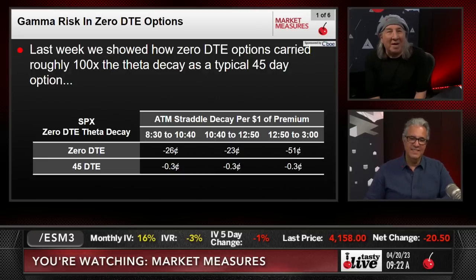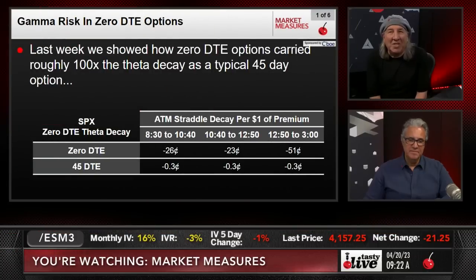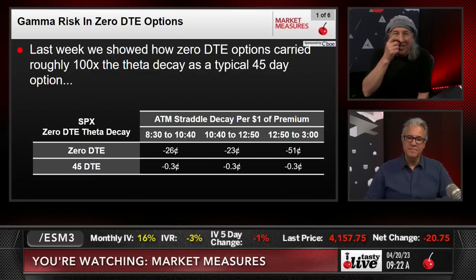typical 45-day option. So this was the example we showed last week: if you look at SPX zero DTE options compared to the 45 days, we broke it down into different time frames. Because it's zero DTE, we have to break it into time frames: from 8:30 to 10:40, from 10:40 to 11:50, and from 12:50 to 3 o'clock. These are central time. Every 2 hours and 10 minutes, that's your 6.5 hour trading day.